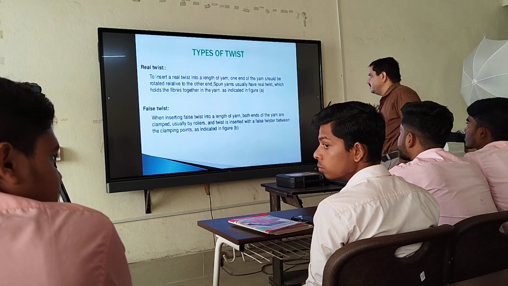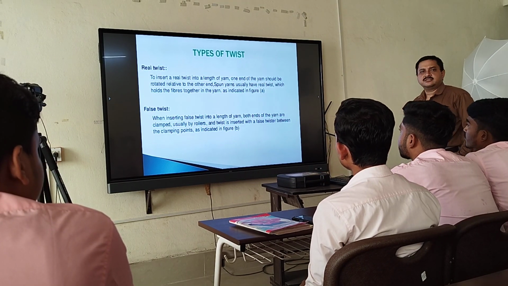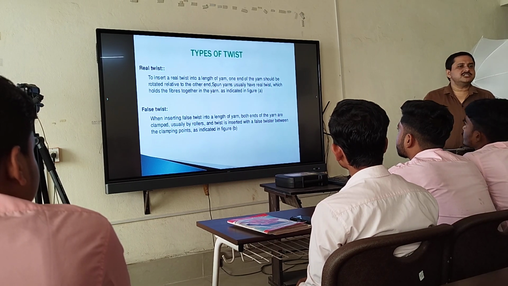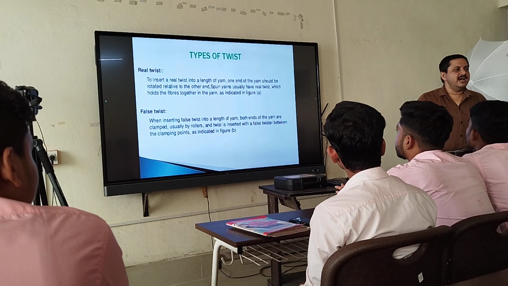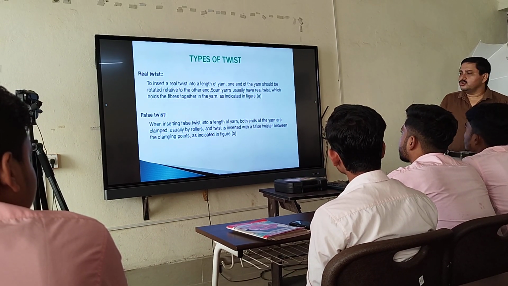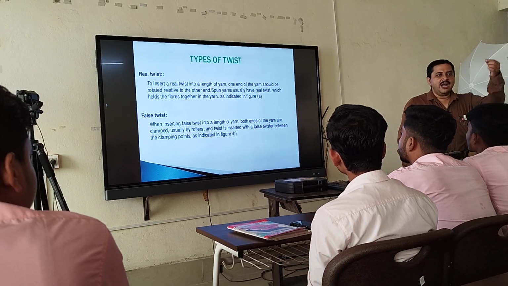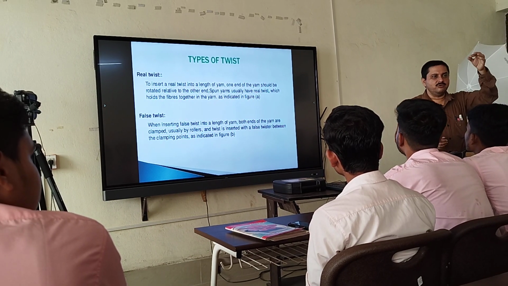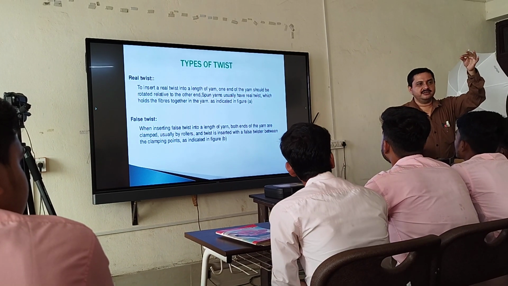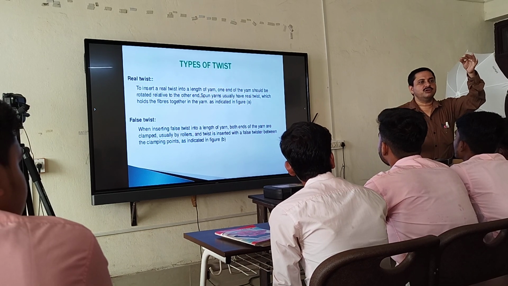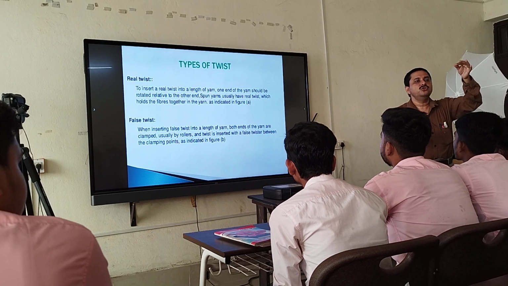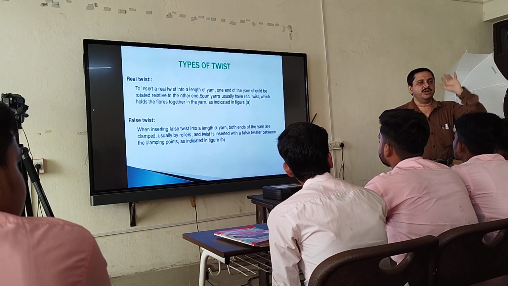Next, the types of twist are very important. There are two types. One is real twist, or we call it true twist, and the other is false twist. What is true twist? True twist means one point should be gripped, and at another point you apply the torsional force. What will happen? The twist will propagate from the starting point to the tip or the holding point.